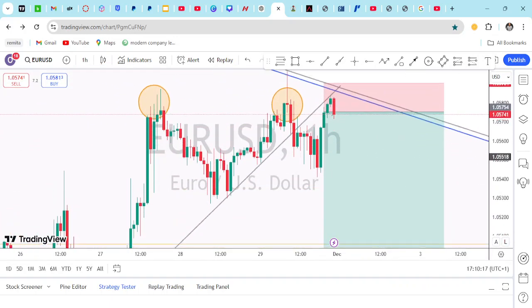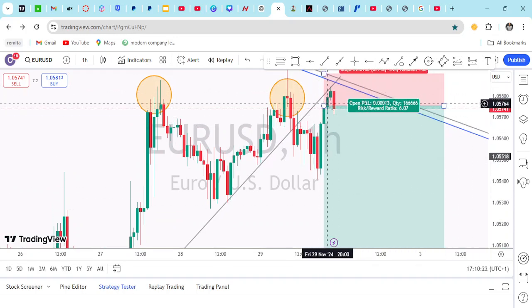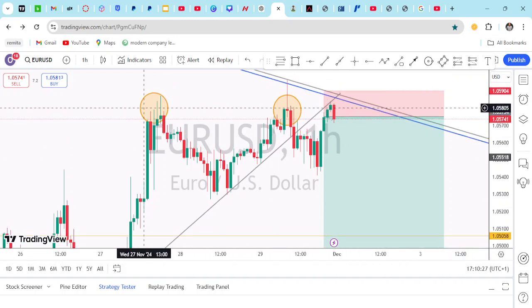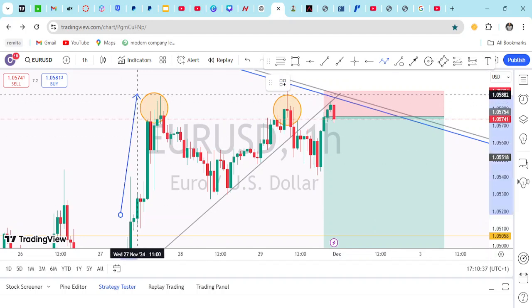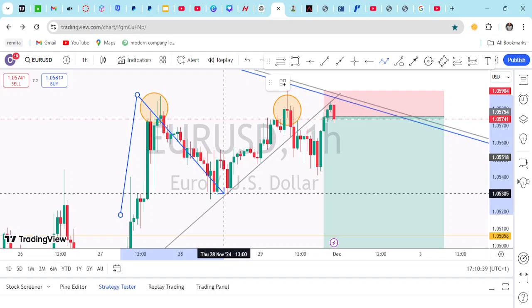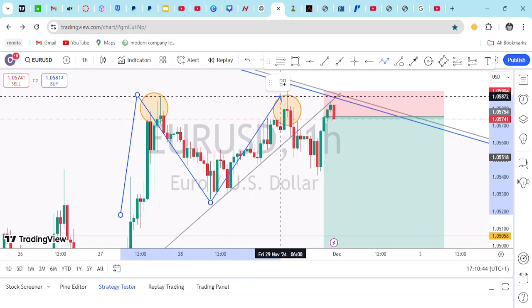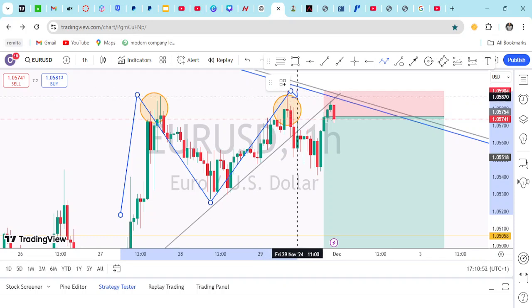And the reason I'm expecting it to drop: on the 1 hour time frame, this is a bearish engulf. And also on the 1 hour time frame, it has made a double top, as you can clearly see. This is the move. This is top one and top two.